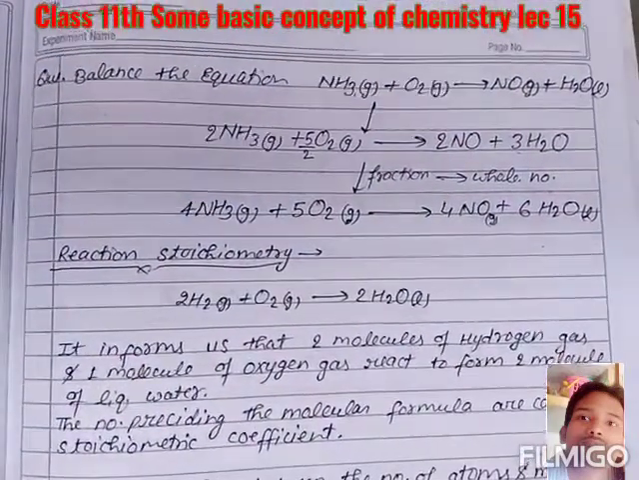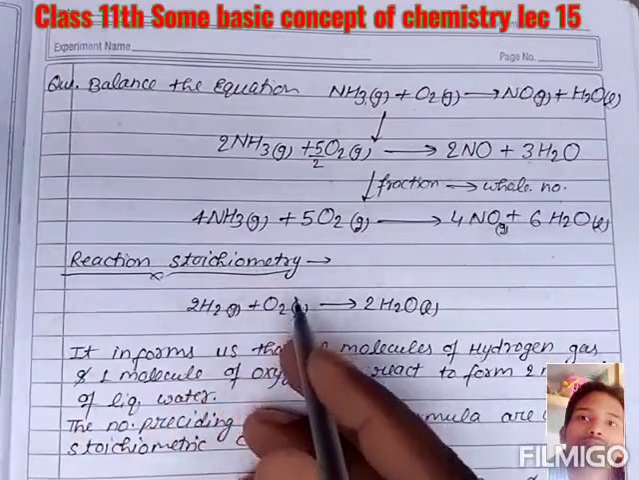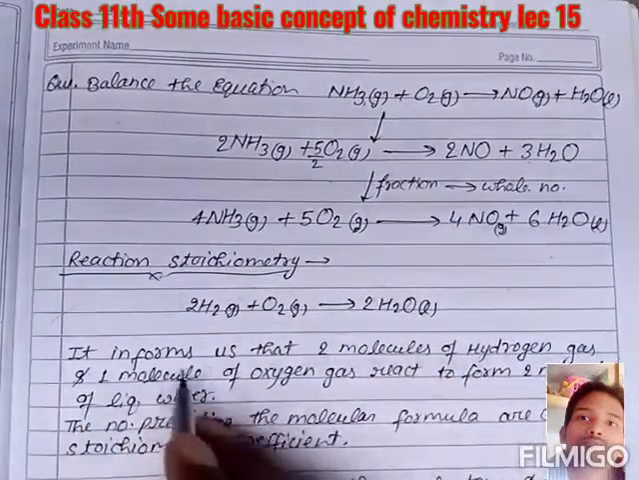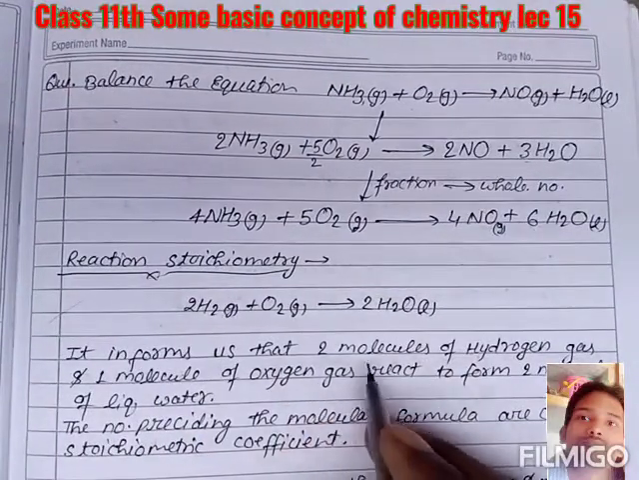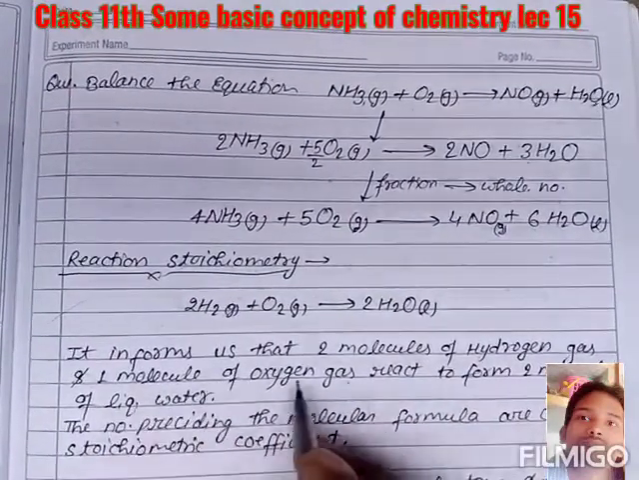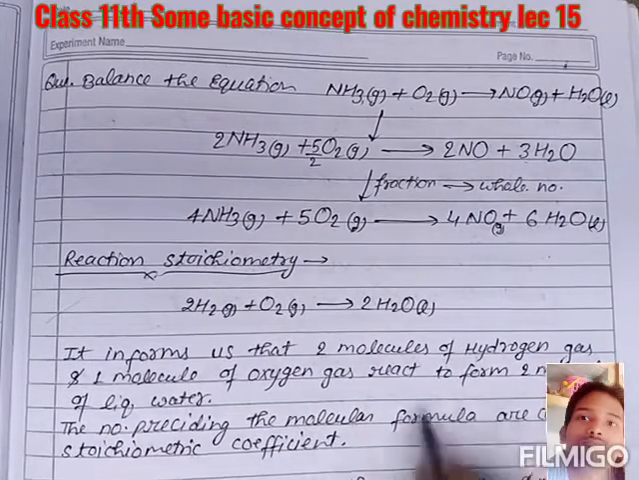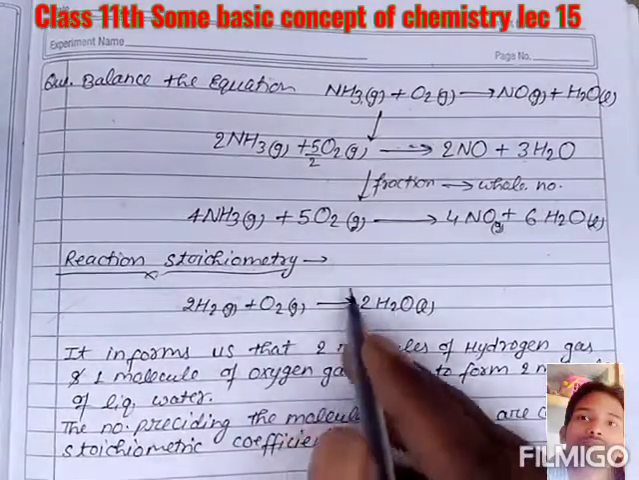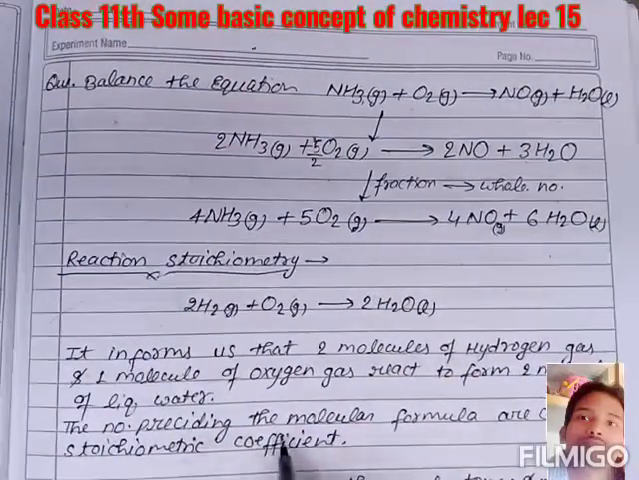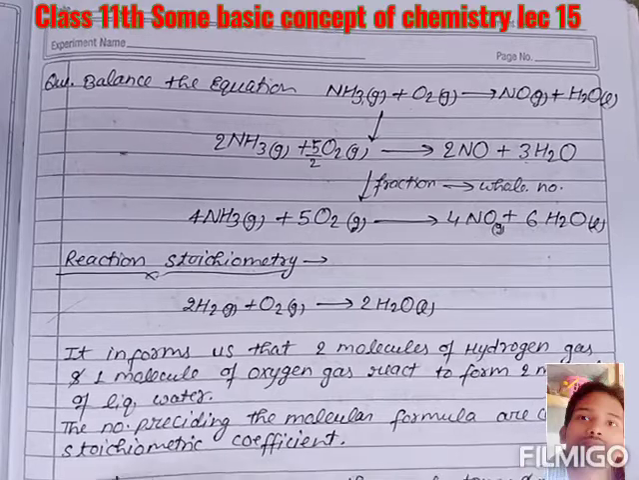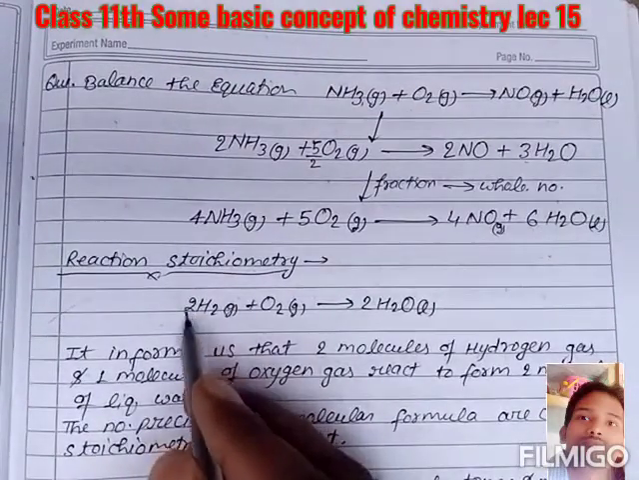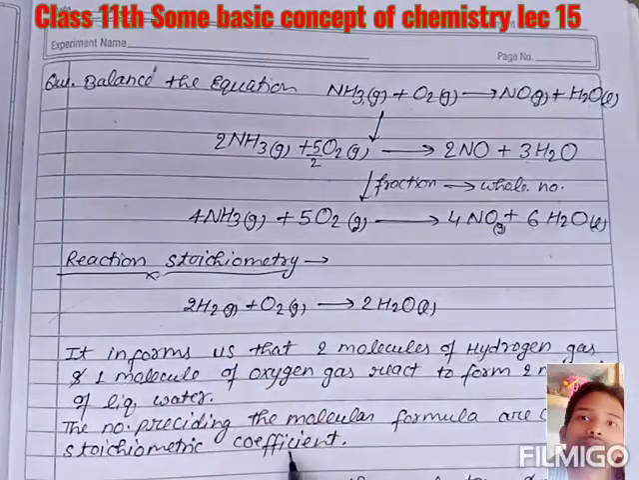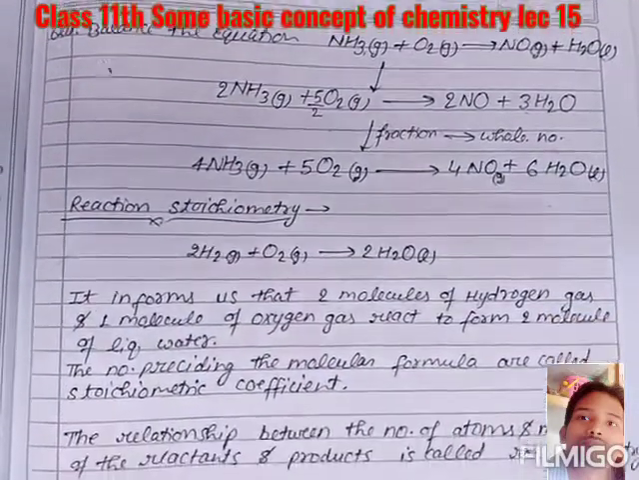Okay, and now reaction stoichiometry. 2H2 plus O2 gas gives 2H2O liquid. It informs us that 2 molecules of hydrogen gas and 1 molecule of oxygen gas react to form 2 molecules of liquid water. These coefficients tell about the reaction stoichiometry. The numbers written before the molecular formulas are called stoichiometric coefficients. I have already told you about this.